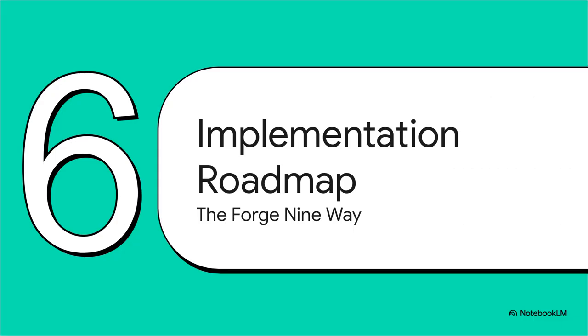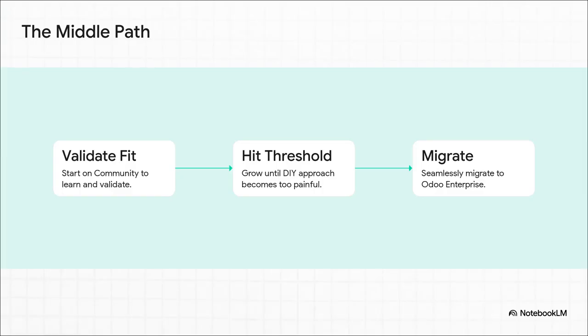And that brings us to Section 6, our Strategic Implementation Roadmap, the Forge 9 way. So the crucial point here is that at Forge 9, we don't just sell software. We look closely at your specific technical capacity and your unique growth trajectory to recommend the absolute right path. And for a lot of companies, that's this highly effective middle path. Step 1, start on Odoo Community. This lets your team validate that the software is actually a good fit and learn the platform without dropping a massive budget up front. Step 2, grow your business until you hit specific operational load thresholds. You'll know you're there when your team size or accounting complexity suddenly makes the DIY approach way too painful.